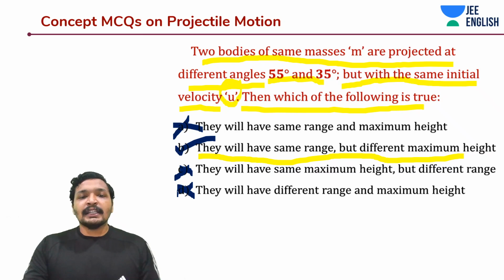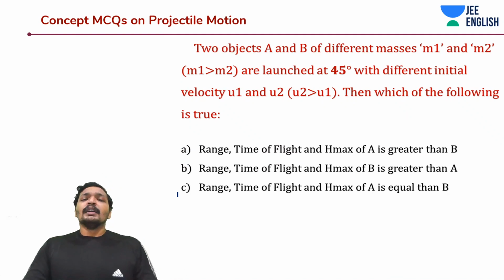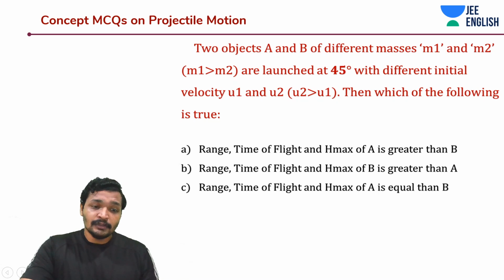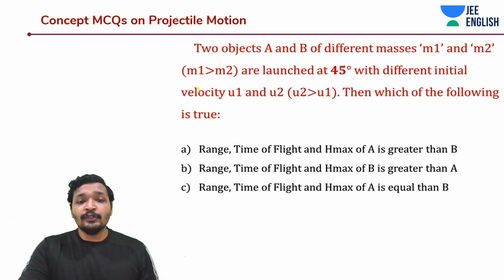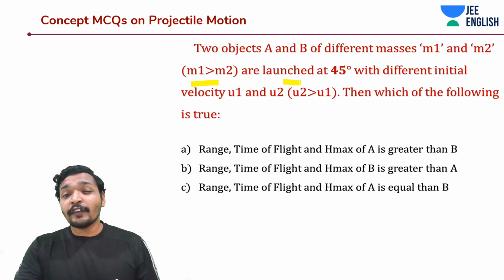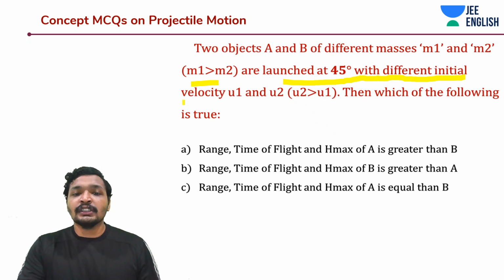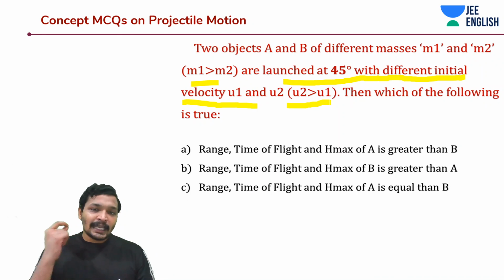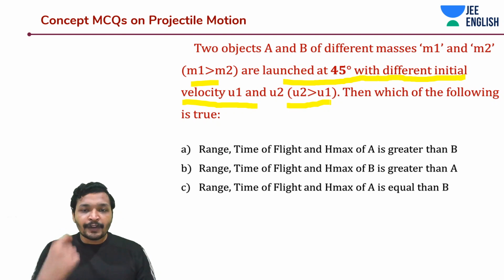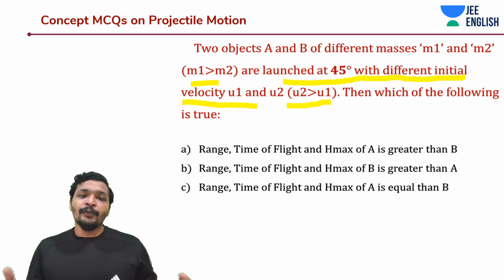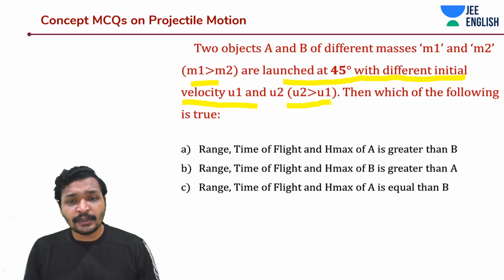Okay. Let's get into the next conceptual question. There are two bodies A and B of different masses M1 and M2, where M1 is greater than M2. They are launched at 45 degrees with different initial velocities U1 and U2. So they are launched at the same angle, but at different velocities and they have different masses. Do masses have any relevance in this question? No, masses are irrelevant in this question.